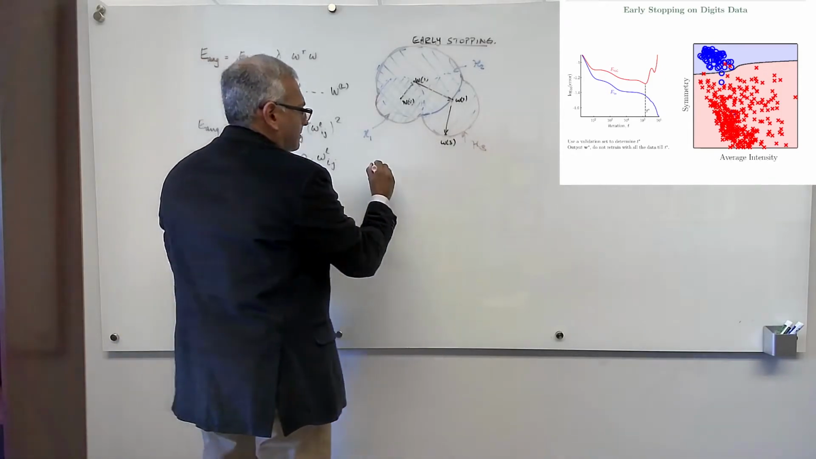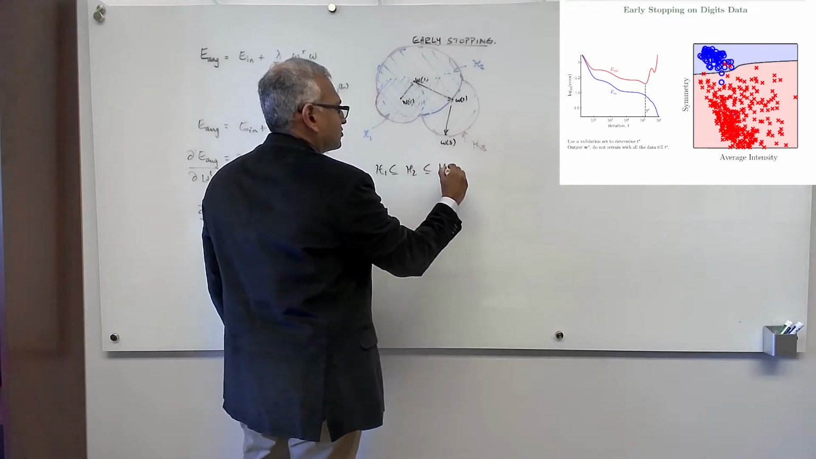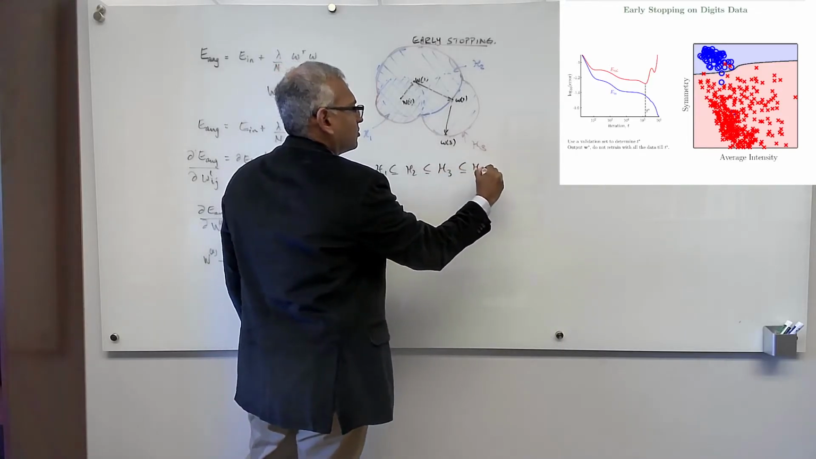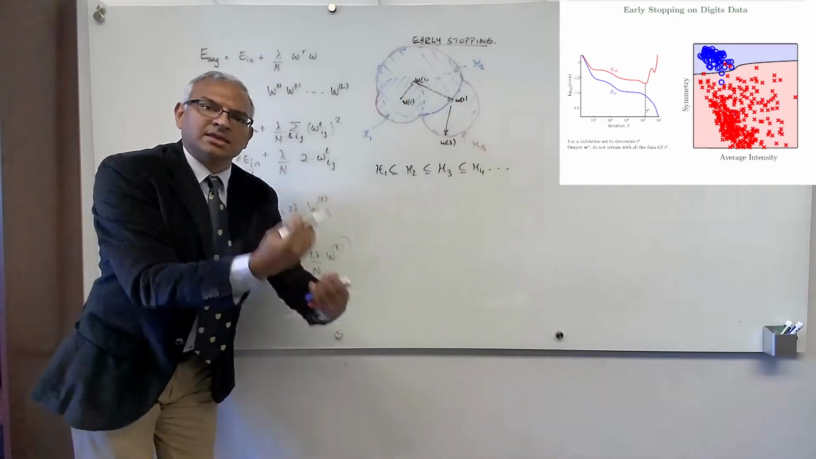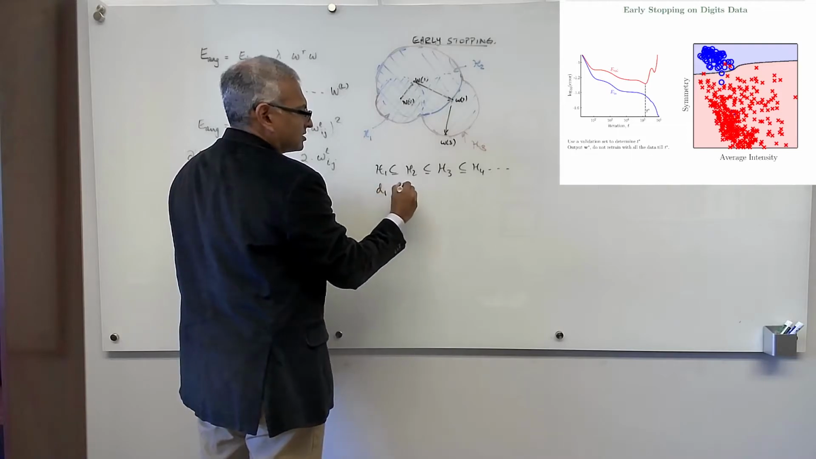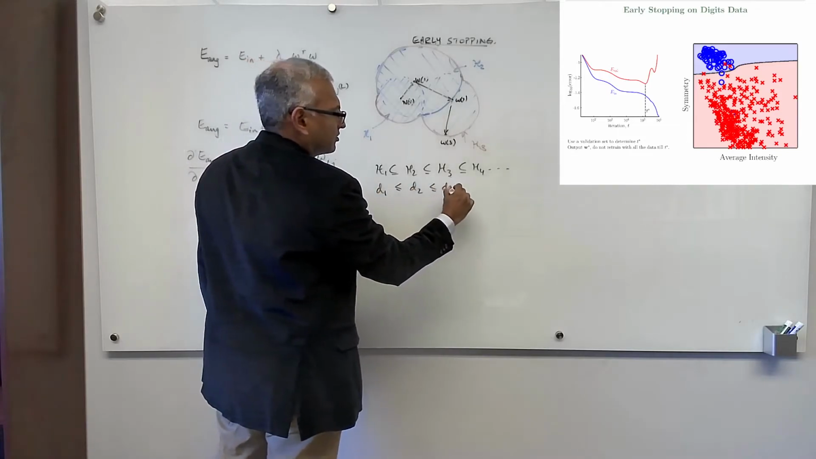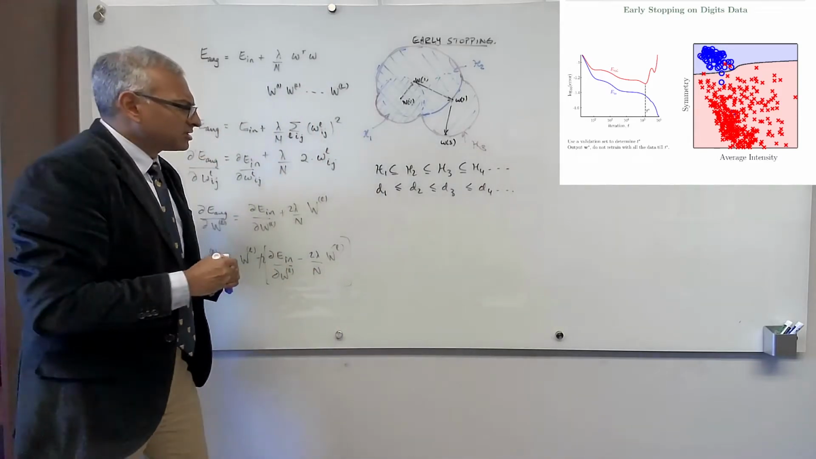So you see, with each step of gradient descent, I'm effectively exploring bigger and bigger hypothesis sets. So H1 is a subset of H2, is a subset of H3, is a subset of H4, and so on. These H's are indexed by iteration number. So if H1 has a DVC D1, then D1 is less than or equal to D2, which is less than or equal to D3, which is less than or equal to D4, and so on.